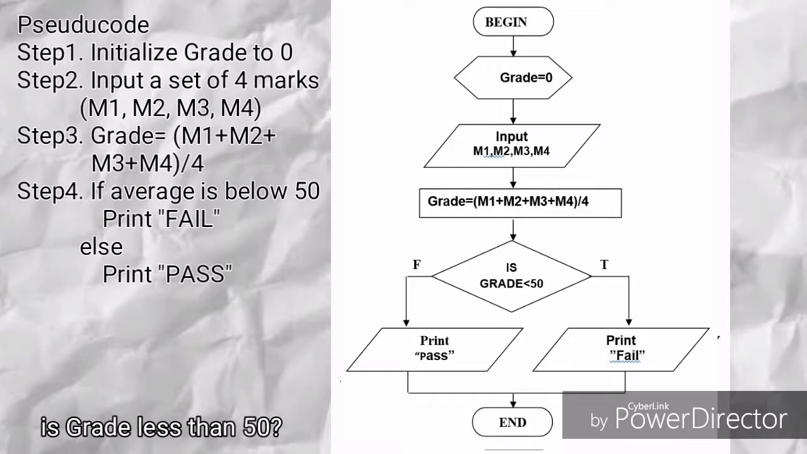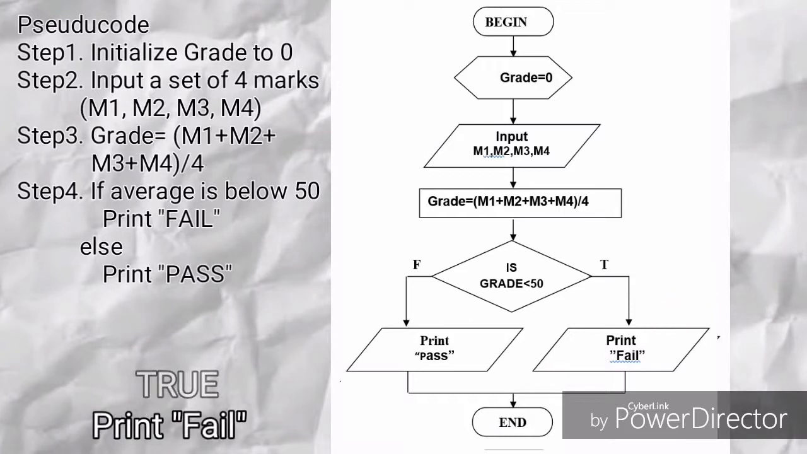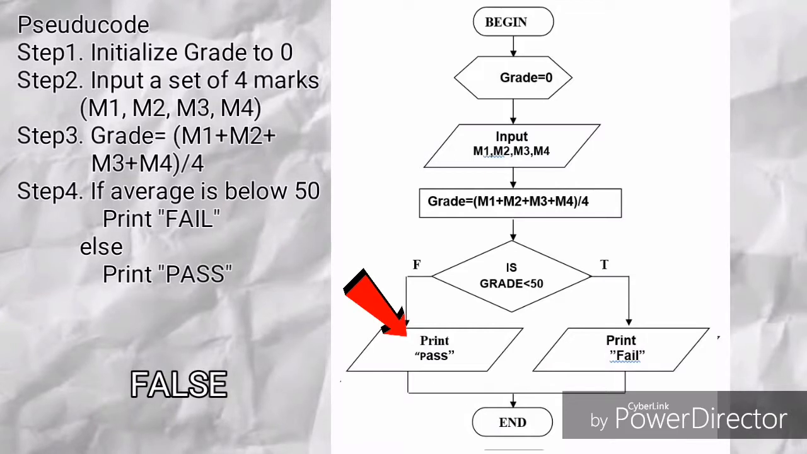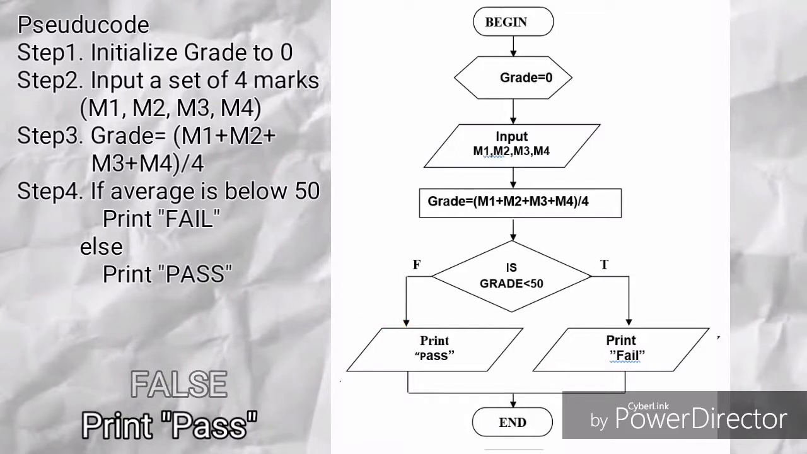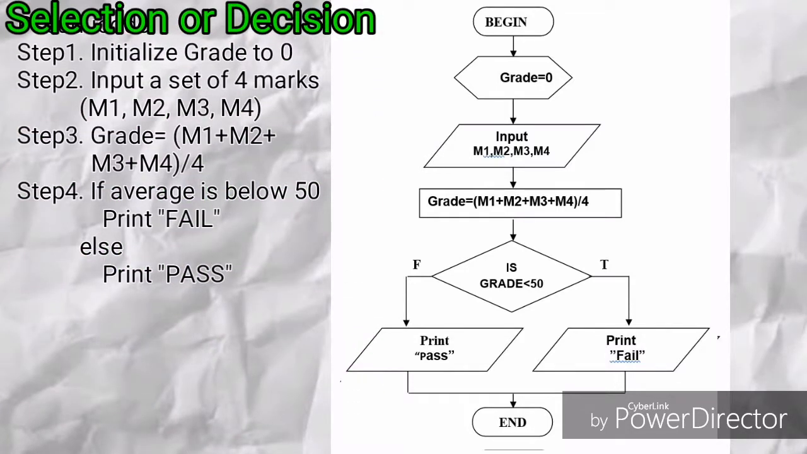Is grade less than 50? If the statement is true, print fail. But if the statement is false, print pass. And that is an example of a selection or decision flowchart.